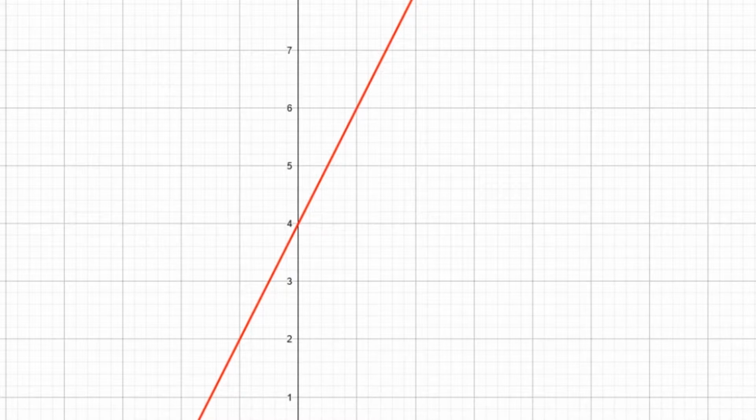So if we have our first straight line shown here, then any other straight line with the same gradient is going to be parallel to that. It just intersects the y-axis at a different place.